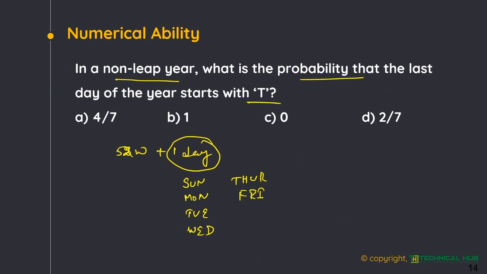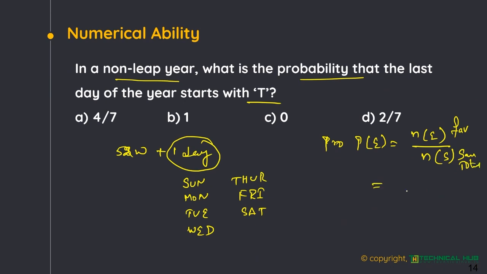In general, probability means what? Probability P of E is equal to number of favorable events divided by total number of events in a sample space. These are favorable events, and these are total events in a sample space. First, write down the denominator value. Denominator is this extra 1 day is any of those 7 days, right? So denominator is 7, undoubtedly.